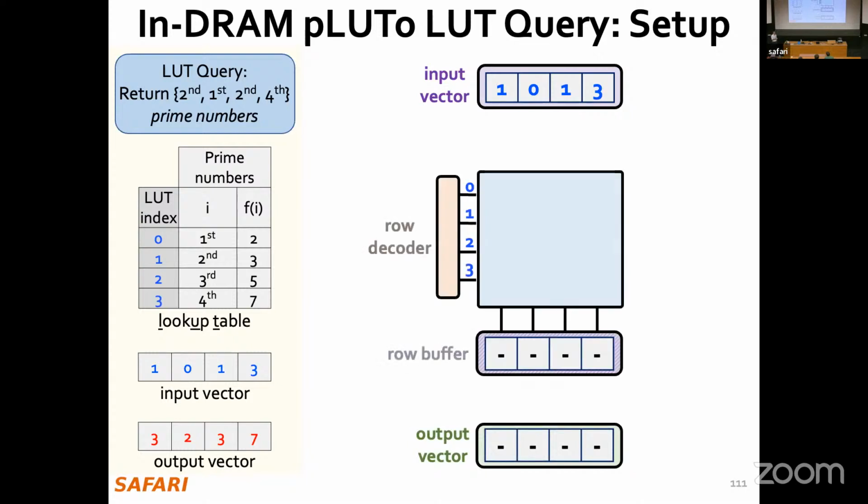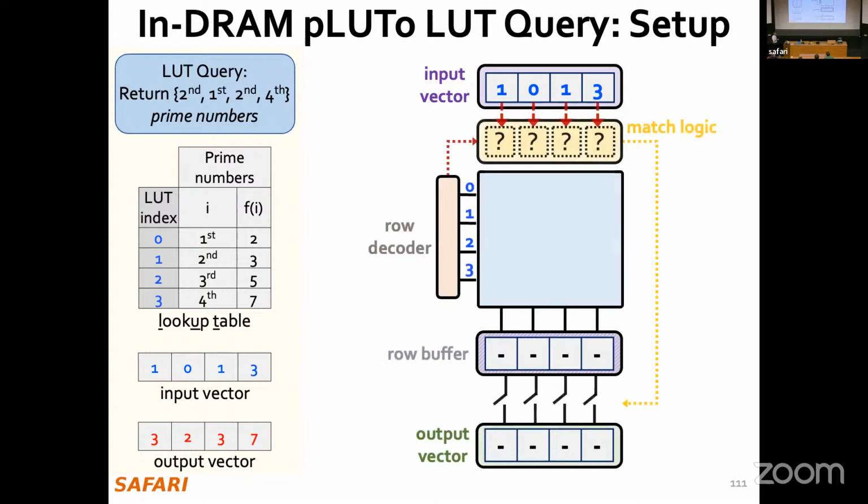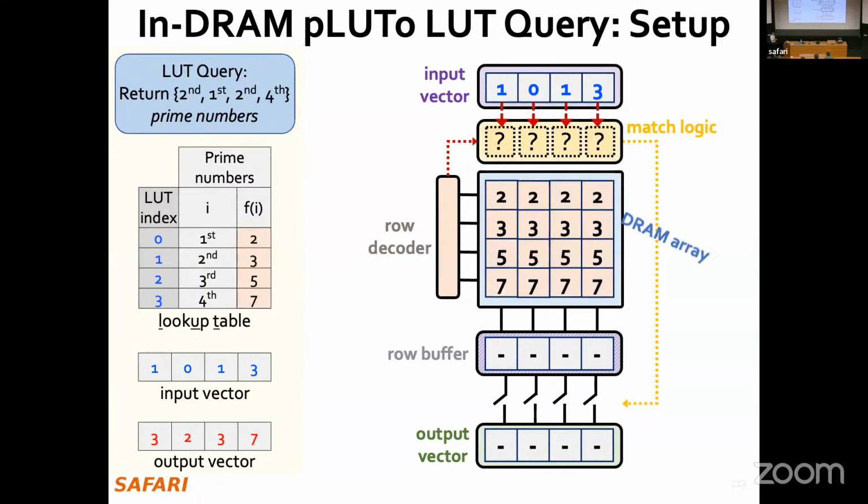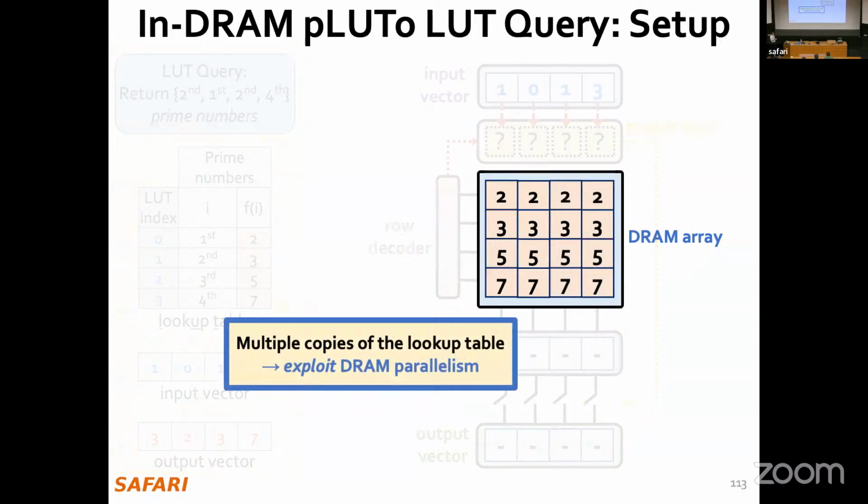And I have my regular DRAM subarray, and in the DRAM subarray, I'm going to have some extra logic. So I'm going to add this match logic, which is going to compare the index of the row that I'm accessing to the inputs of this input vector, which represents the order of the prime numbers. I'm also going to store multiple copies of this lookup table inside the DRAM array in a vertical way, so that I can exploit parallelism.